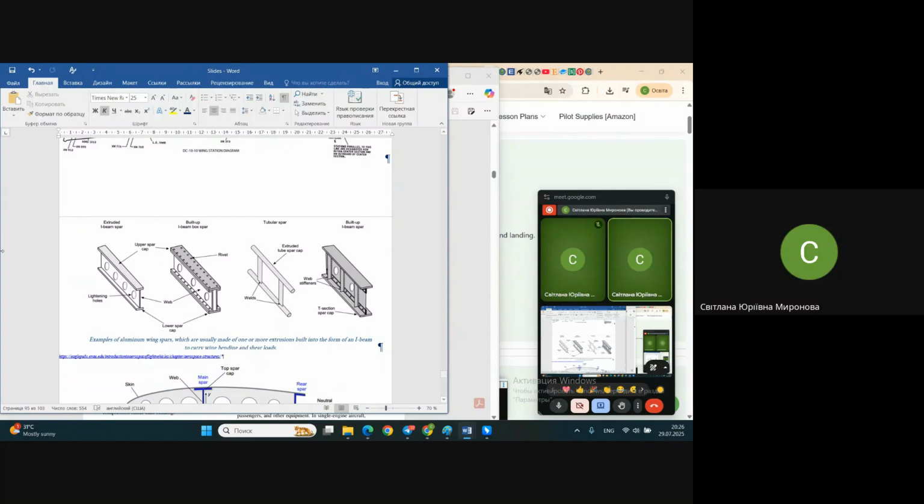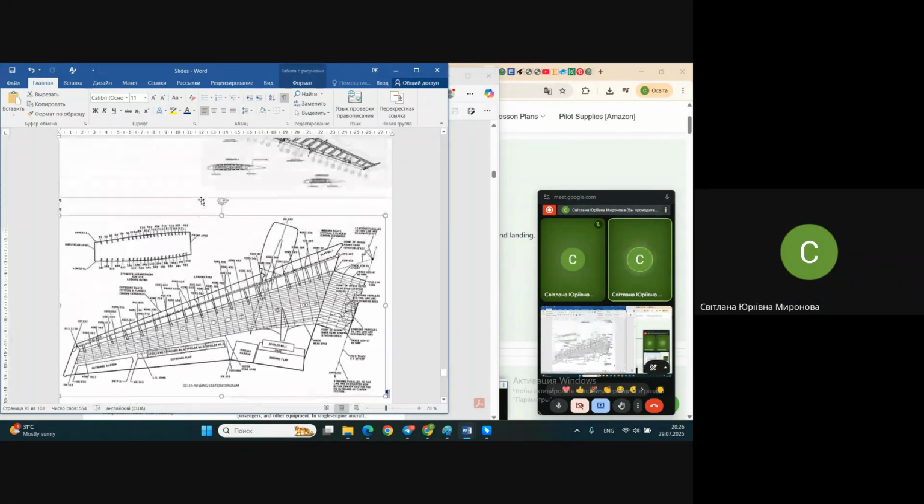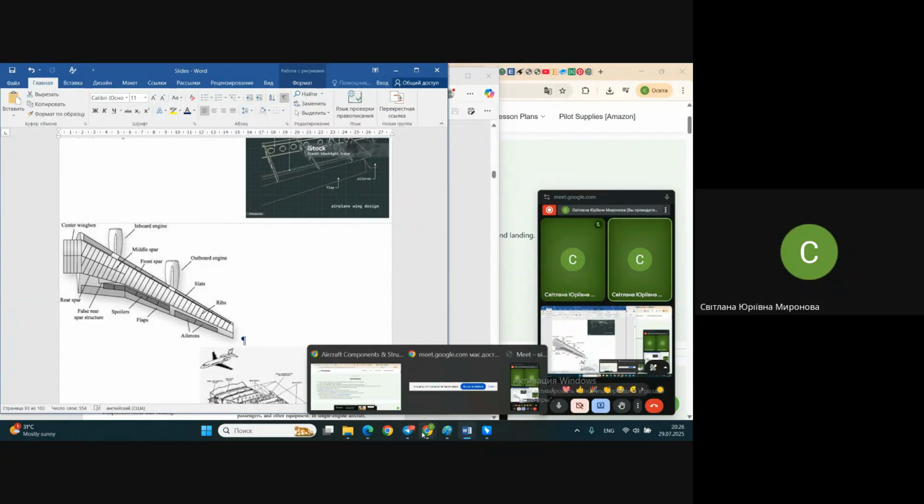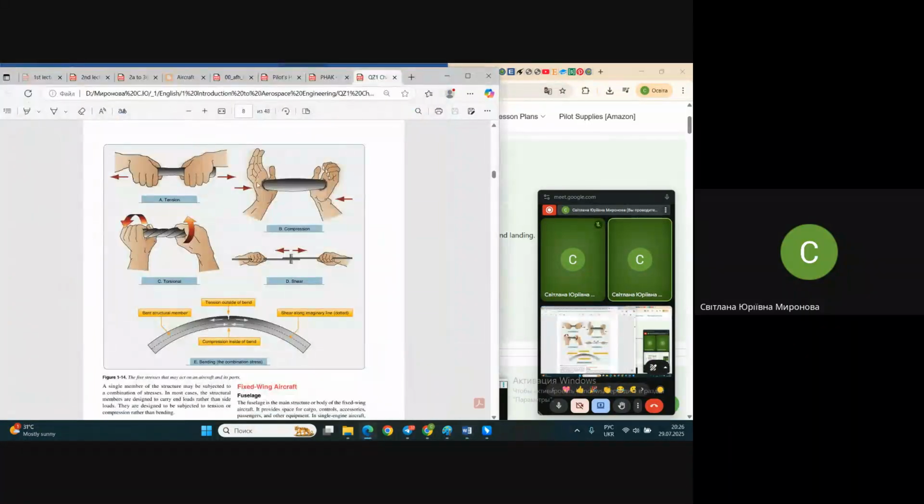Well, the most general arrangement of the skeleton of aircraft. Let's come back to this.